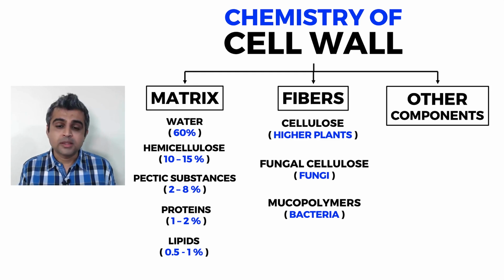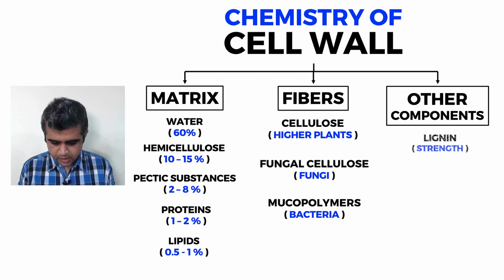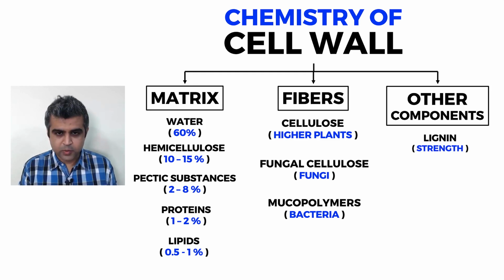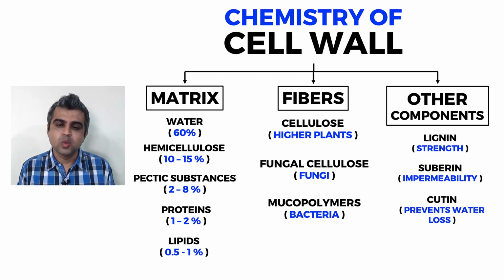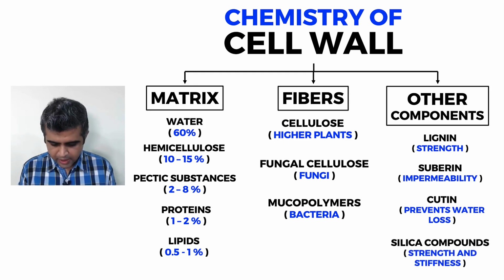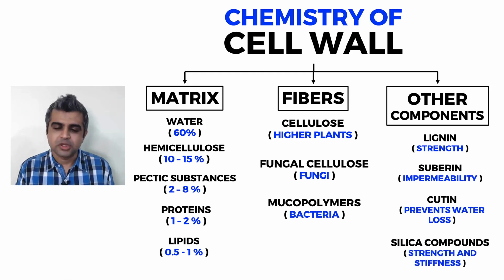A few other compounds which may also be found in the matrix are lignin, which provides strength. You have suberin and you have cutin, which have to do with water loss. And finally, you are going to have silica compounds, which if deposited in the cell wall will provide extra stiffness and rigidity.